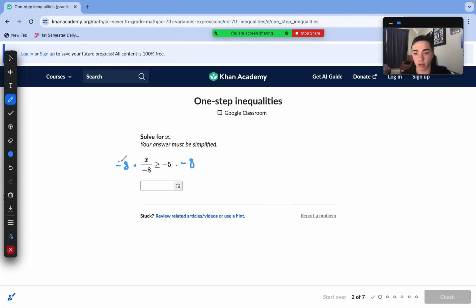So this cancels out on our left side. And then negative 5 times negative 8 is 40. So we are left with x something 40. As I mentioned, when we multiply or divide by a negative number, our sign needs to switch. So this is a greater than or equal to sign. When we multiplied by that negative 8, it switches to less than or equal to. So our answer here is x is less than or equal to 40.